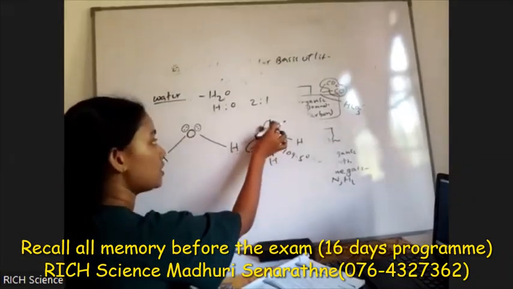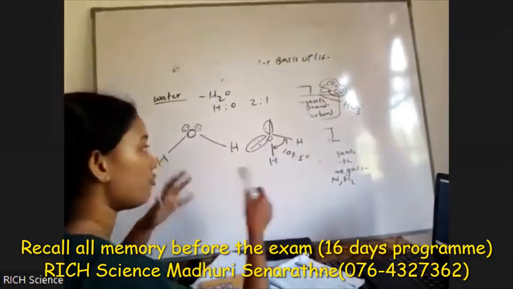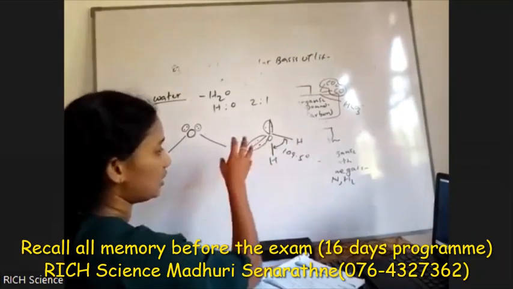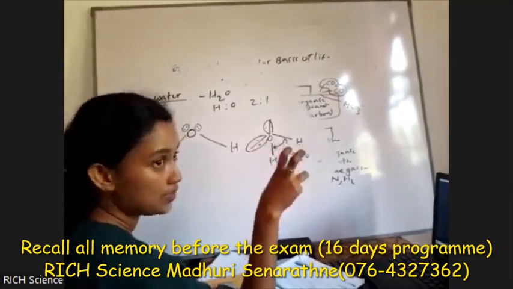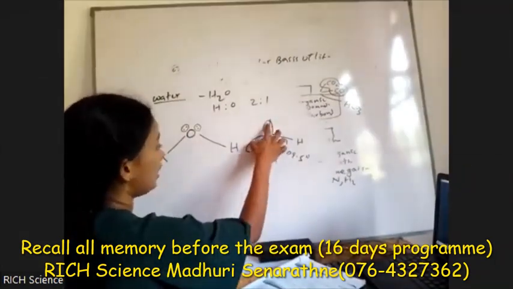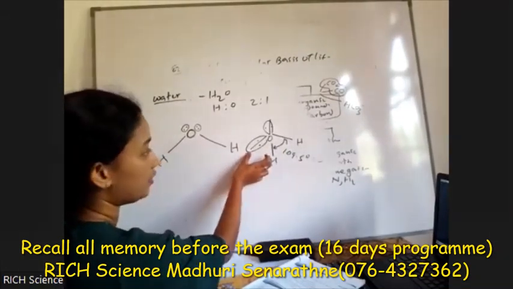Even though it has a tetrahedral geometry, due to the presence of these 2 lone pairs of electrons, the shape of the H2O molecule differs from the tetrahedral shape, because of the high repulsion between these 2 lone pairs and between the lone pairs and bonding electrons.